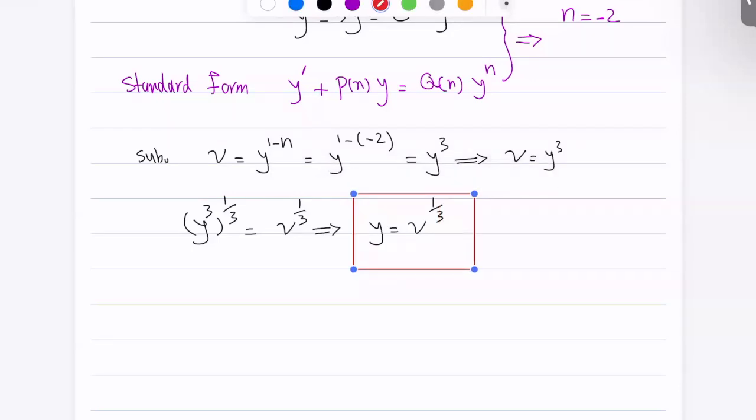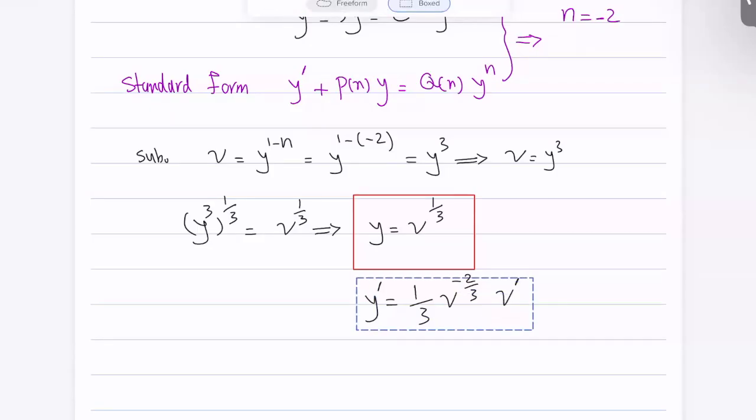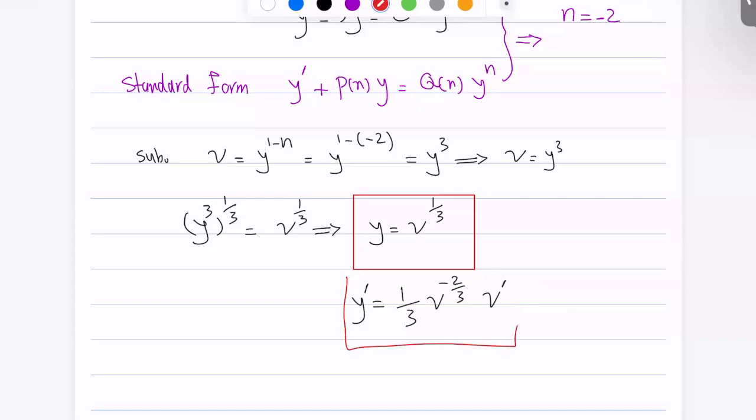Second thing we need to write our differential equation is y prime, right? So I need to take a derivative of this. That will be 1/3 v to the negative 2/3 times v prime. This v prime is sometimes forgotten. It's really important that you have this term here because you want to write a differential equation, right? So v is some function of x, we just don't know what function. So this is the second thing we need.